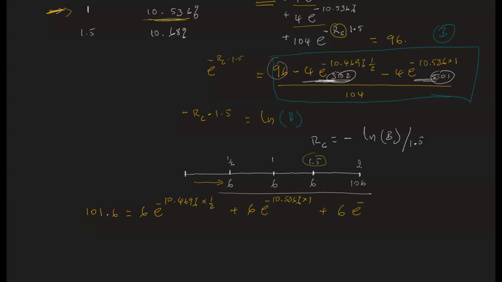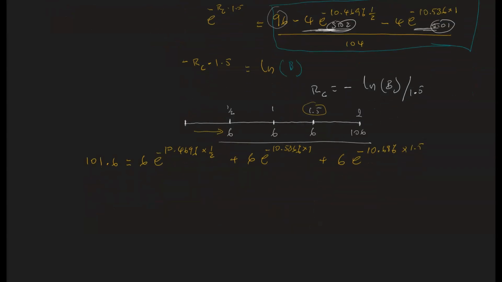What is the zero for 1.5 years? That's what we just found, which is 10.68%. So 10.68% multiplied by 1.5. And the last one is a 0, is 106, which is that one, multiplied by the exponential of minus the 0 that we are after for 2 years multiplied by 2.